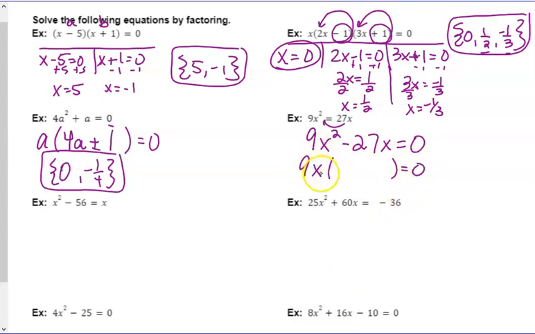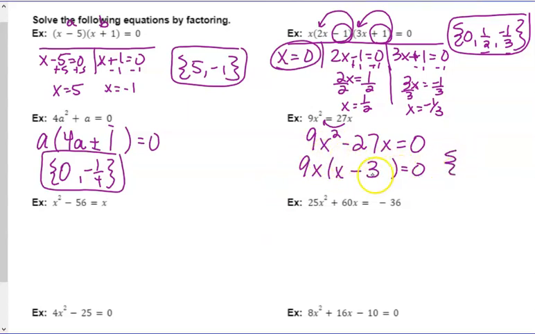So 9x times what is 9x squared? Well, I have a 9, and one of those taken away, therefore one's left over. And 9 times what is negative 27? That's a minus 3, and here's my x that I've pulled out front. So when you distribute, you get back what you started with. So these are my factors, power of 1, power of 1.